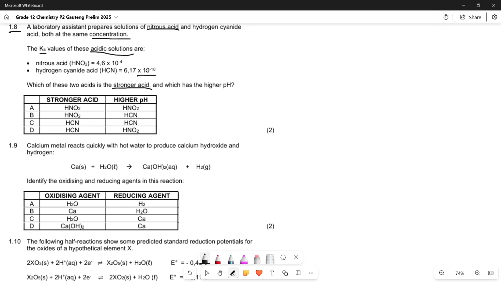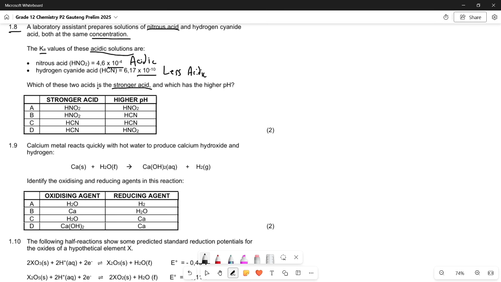So 10 to the negative 10 is a lot smaller than 10 to the negative 4. Regardless of the numbers in front, we are looking at the scientific notation to figure out how small the value is compared to how big the value is. So the bigger the value, the more acidic a solution will be, okay? And the smaller, the less acidic, which means this is more acidic because it's 10 to the negative 4, and 10 to the negative 10 is a lot smaller.